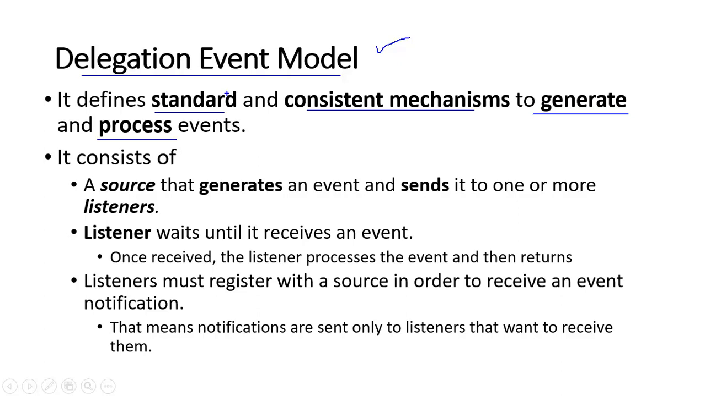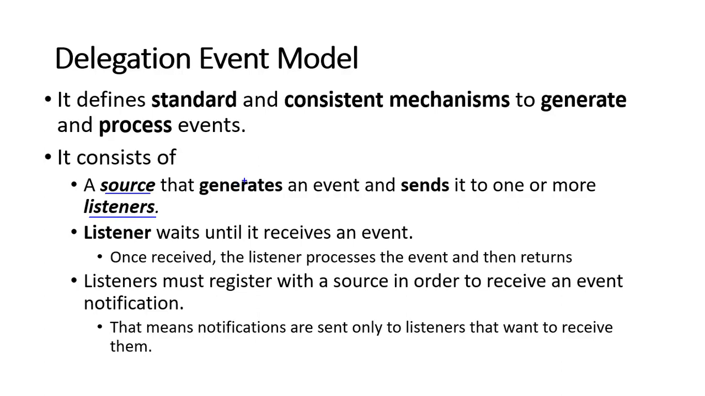So here the Java people have provided you with this standard method, which is consistent. That means that for any type of GUI you build, regardless of the type of application, the steps you have to take to handle the event are all standard steps, and it is consistent from one application to the other. So what is there in this particular model? In this model, there are two important components. One is the source. The second one is the listener.